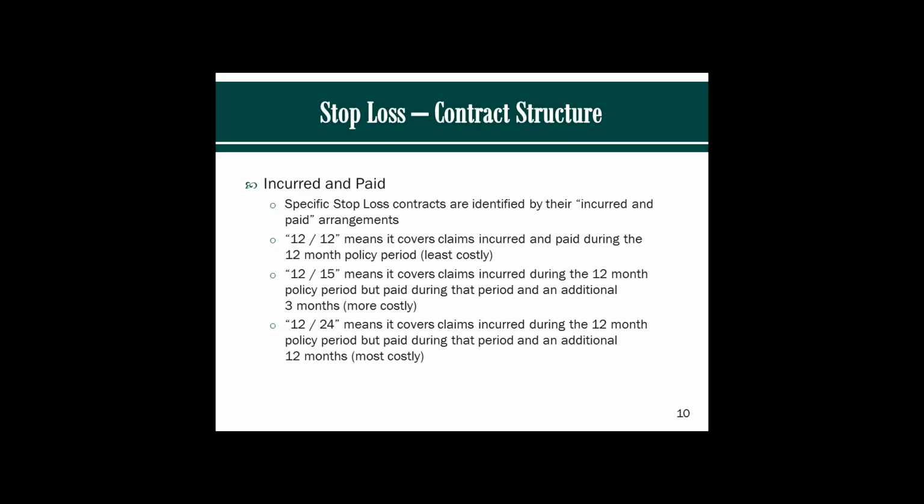A 12-15 just means you have 3 months of run out, and a 12-24 would be an example of a very long run out, basically another 12 months on top of the 12 months in the current coverage period. As you make that time period bigger, 12-15, 12-24, it becomes more and more costly because you're covering the run out. But that's not a bad thing necessarily. Oftentimes in the smaller group world, these are all covered in what's called level funded, and you really don't have to worry about it. I'll get into that in a minute.